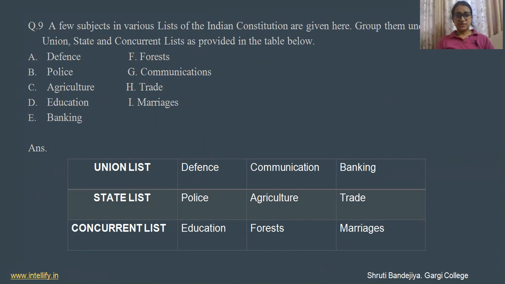Few subjects in the various lists of the Indian Constitution are given here. Put them under union, state and concurrent list as provided in the table below. So, defense, police, agriculture, education, banking, forest, communication, trade, marriages. We have to include them in the lists. So, the union list includes defense, communication, and banking. The state list includes police, agriculture, and trade. The concurrent list includes education, forest, and marriages.